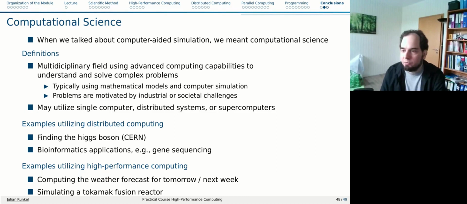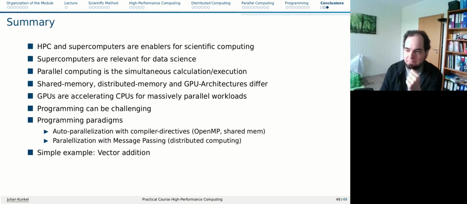Good. So to wrap up, when we talk about computer-aided simulation, we actually mean computational science. It's a multidisciplinary field using advanced computing capabilities to understand and solve complex problems with mathematical models and computer simulation. It's typically motivated by industrial or society challenges. You may have a single computer, a distributed system, or a supercomputer. And there are a lot of systems where in computational science you can just use distributed computing, such as CERN with distributed applications or bioinformatics applications. Sometimes you need high performance computing, such as for the weather forecast or our fusion reactor.